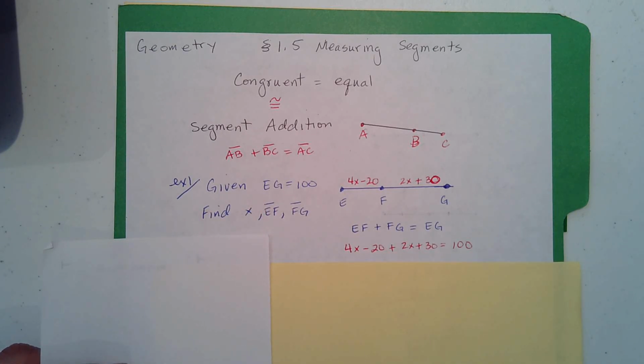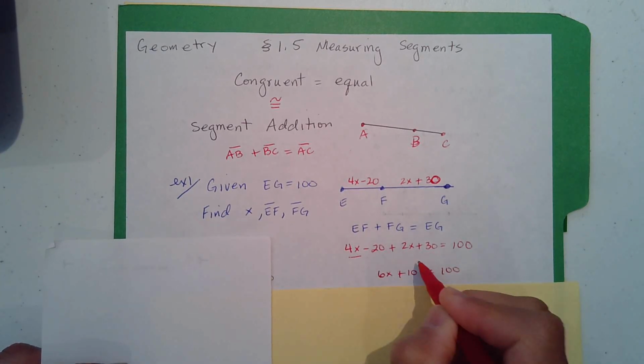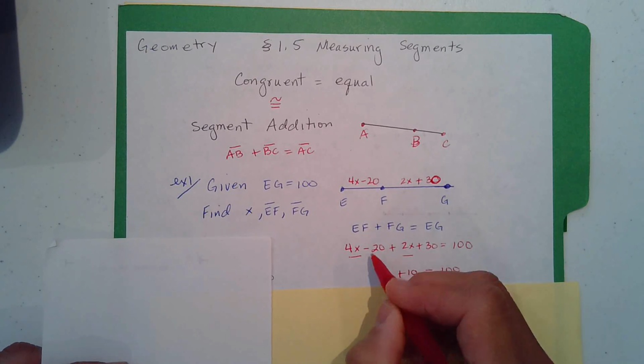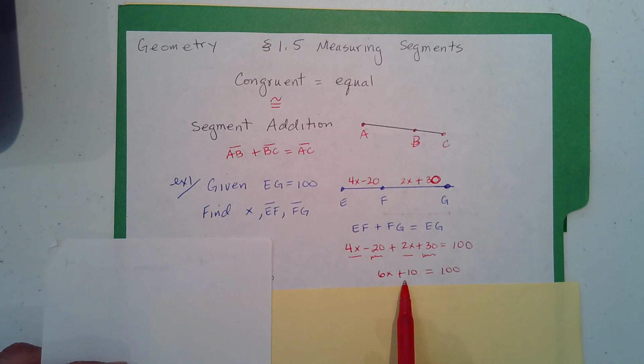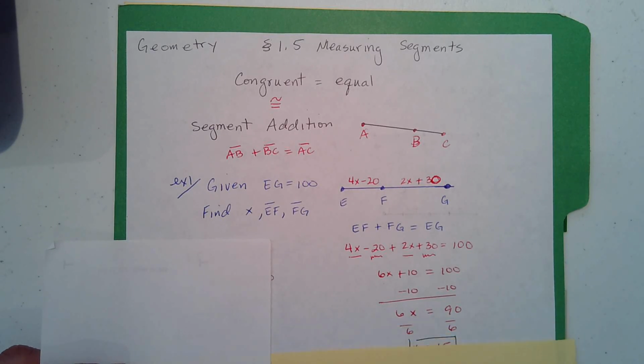Okay, so now we are just going to do some algebra. Combine like terms. 4x plus 2x is 6x. Negative 20 plus 30 is 10, equals 100. Solve for x. We need to isolate x. So we're going to subtract 10 from both sides. We have 6x equals 90. X is still not isolated. Divide by 6 on both sides. So x equals 15.